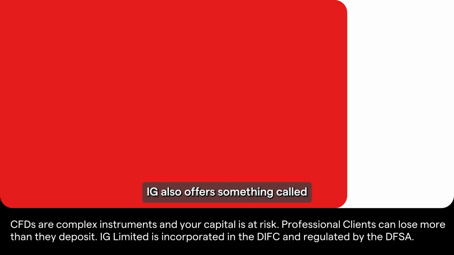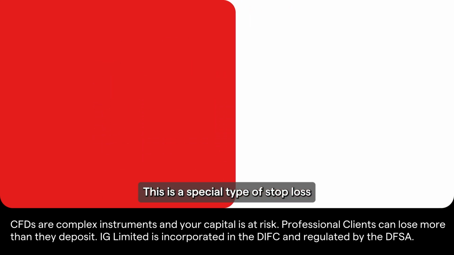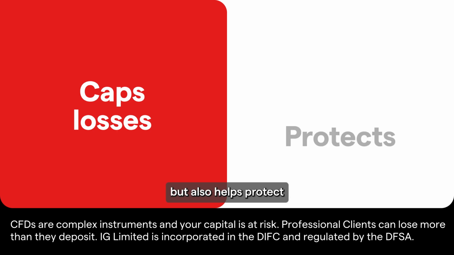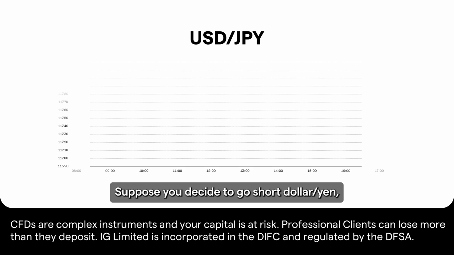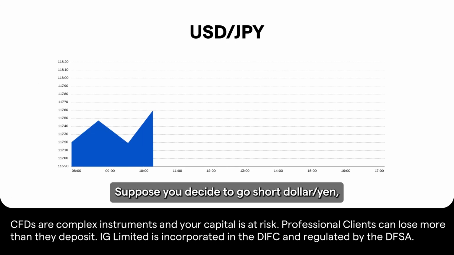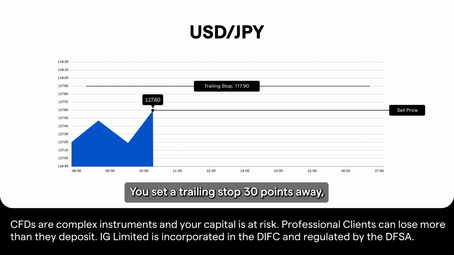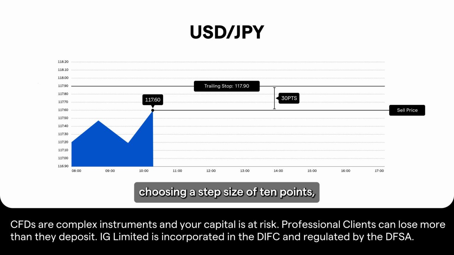IG also offers something called a trailing stop. This is a special type of stop loss that not only caps losses, but also helps protect any profits you make. Suppose you decide to go short dollar-yen at 117.6. You set a trading stop 30 points away at 117.9, choosing a step size of 10 points.